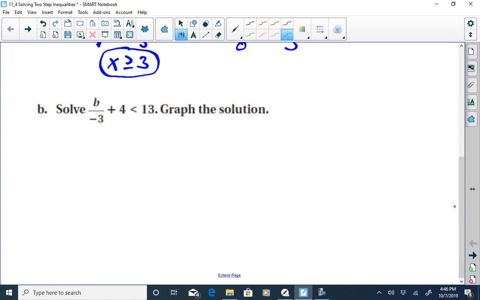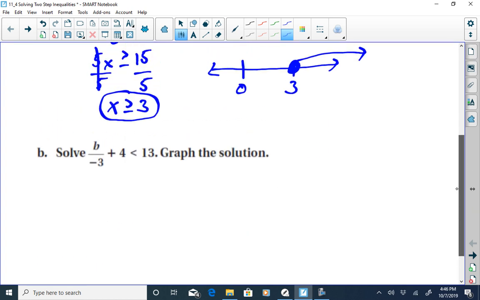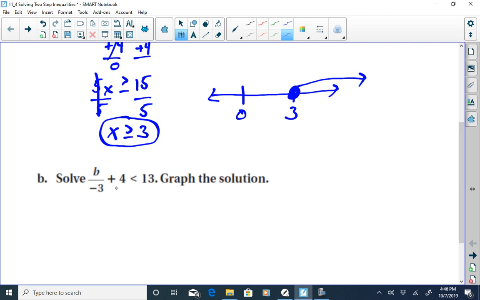But let's take a look at our second problem. A little bit different. I see addition and I see division. So I'm going to use the inverse of those two operations to find a solution. First step, subtract 4 from both sides of the inequality. On the left side, that's going to be 0. So I'm left with a number b divided by negative 3, and that's going to be less than 13 minus 4 is 9.